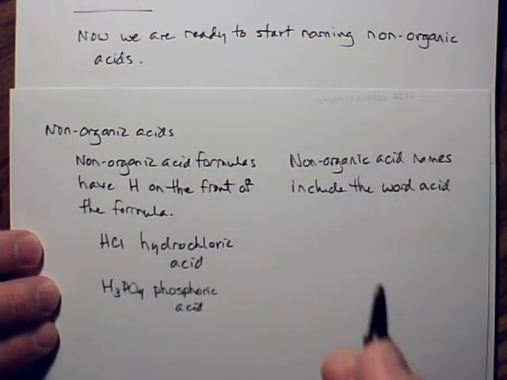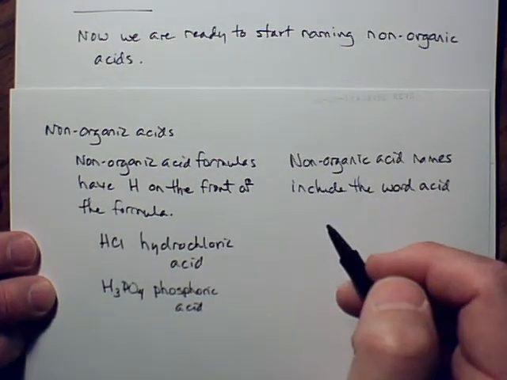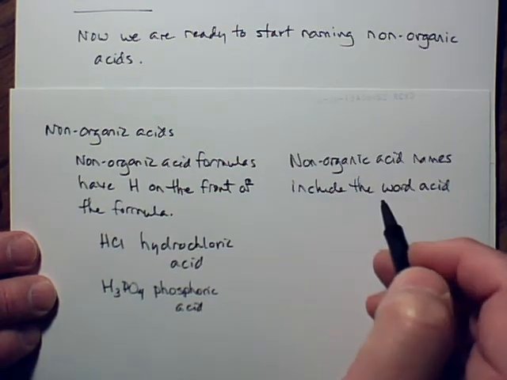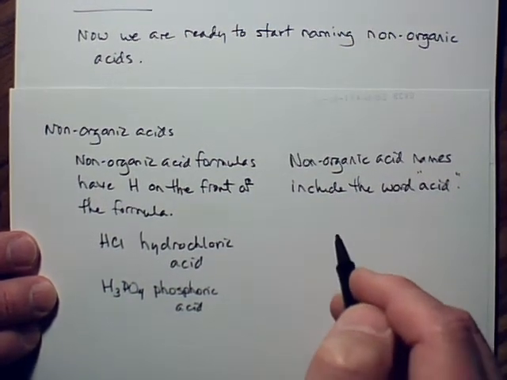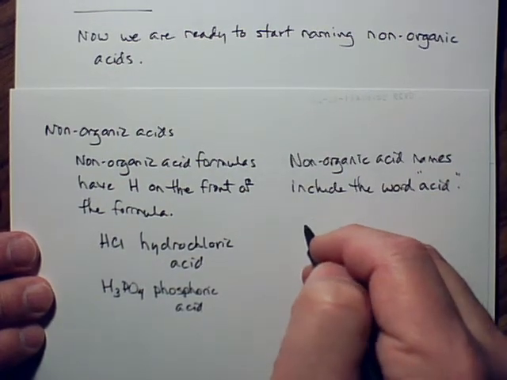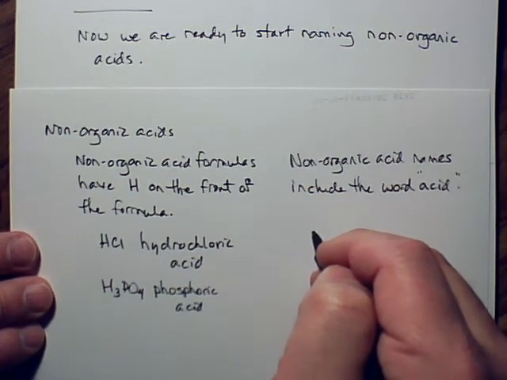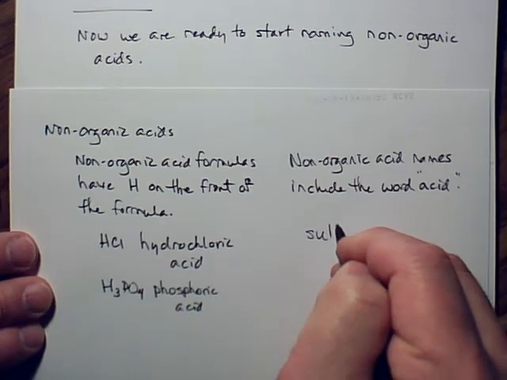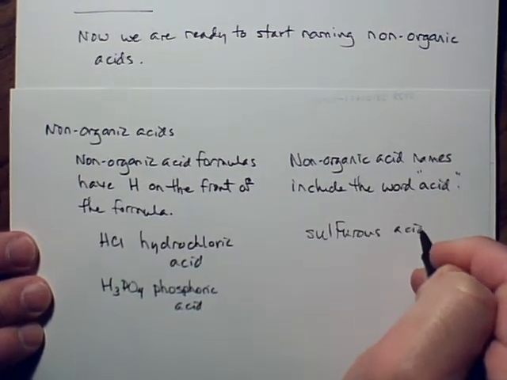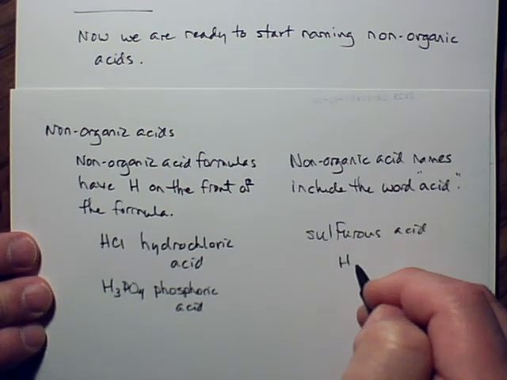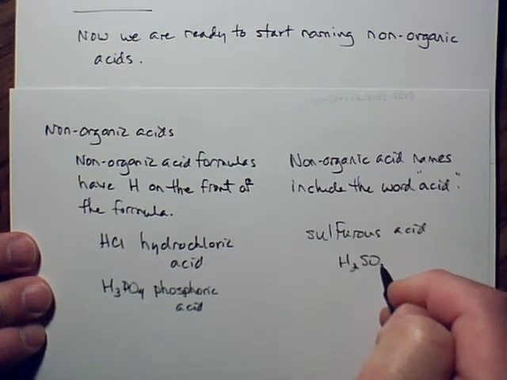Okay. So names include the word acid. Well, so let's see. Sulfurous acid is H2SO3.